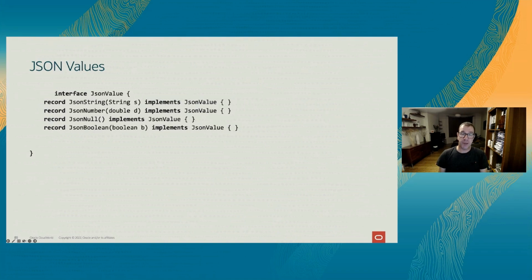Fourth, a JSON value could be a Boolean. Again, we model this using a record class JSON Boolean that contains a Boolean component. It's becoming almost automatic, right? Now we get to the exciting data types.